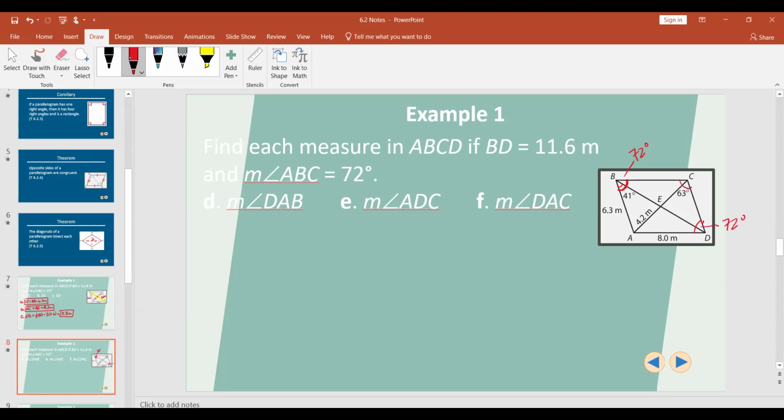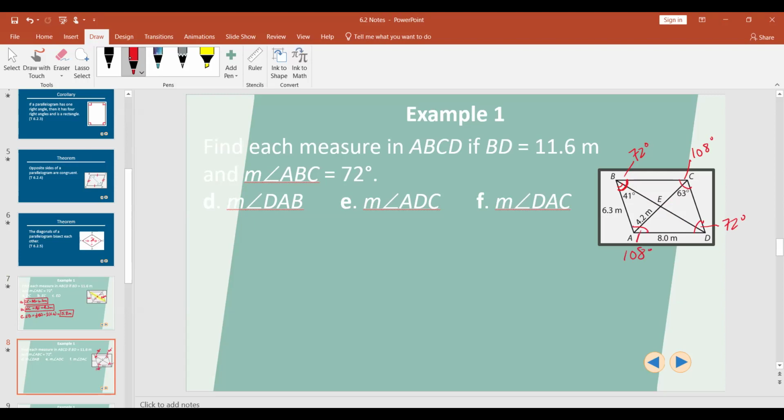And then BCD, that entire side, is 180 minus 72, which is 108. Probably what they're going to ask us to find, but I'm just going to go ahead and break it all down using the theorems that we just learned. So that one is also 108 because it's opposite to angle C.